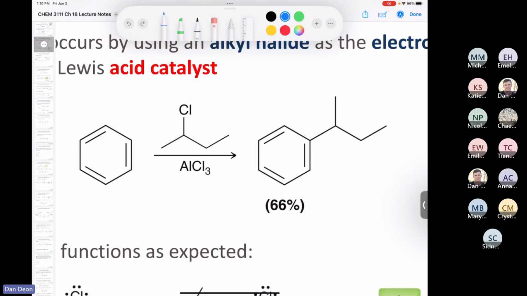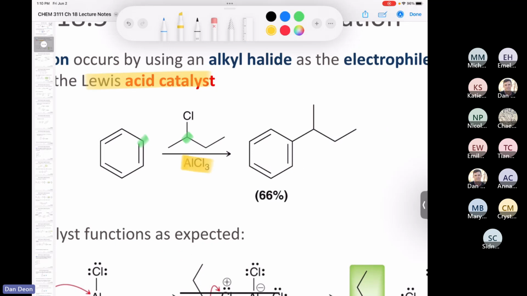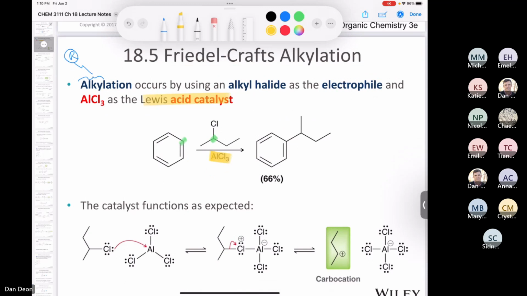When we do that, we form a bond between our aromatic ring and the alpha carbon, the carbon attached directly to the chlorine. So again, we need our aromatic ring, our benzene. We need our electrophile, our 2-chlorobutane in this case. And then you need a Lewis acid catalyst, in this case aluminum trichloride. You can see that the yield of this reaction isn't that bad. If there's one thing you need to know from this chapter in terms of mechanisms, which you've probably recognized already, it's the mechanism of electrophilic aromatic substitution.